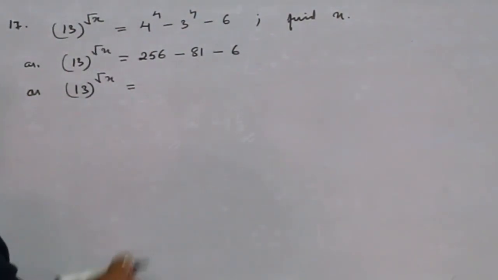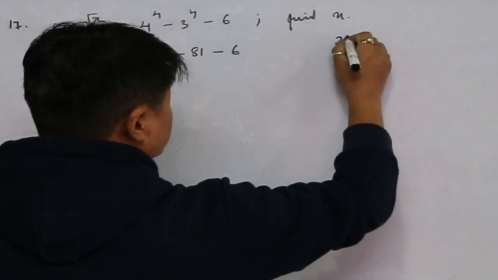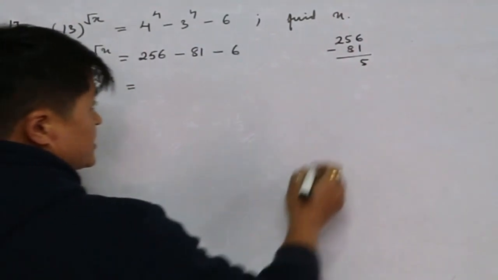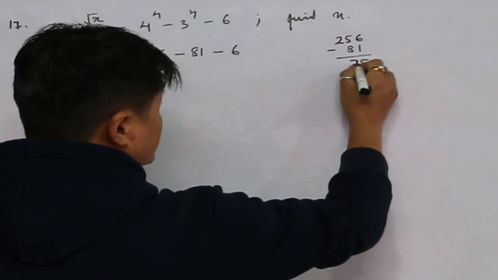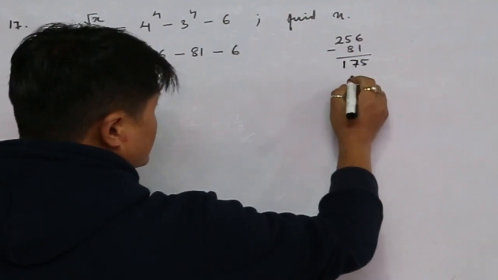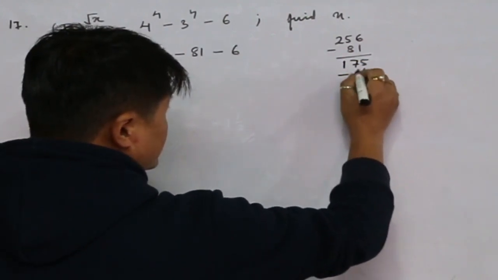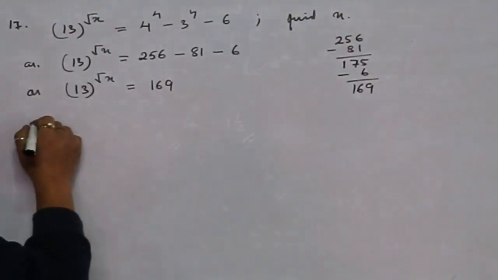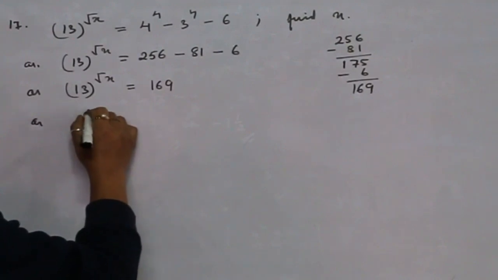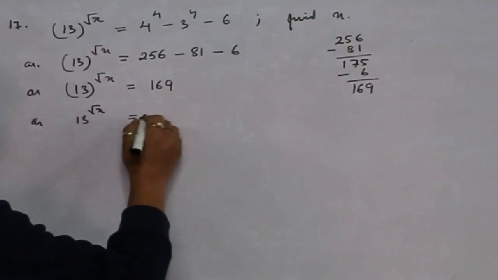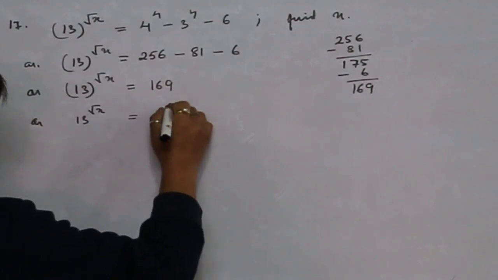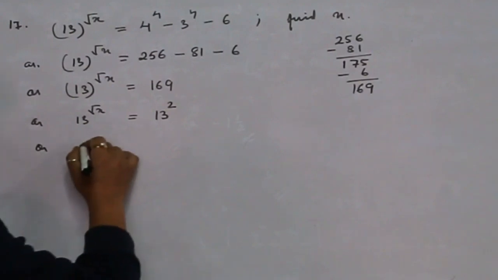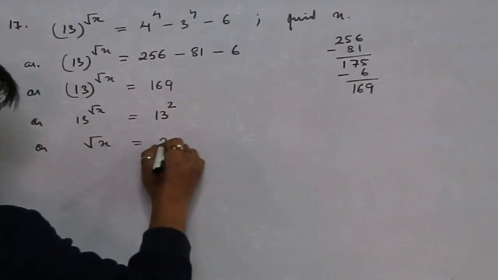We'll get 169, or else we can write it as 256 minus 81, 15 minus 8 is 7, and 1 minus 6 gives you 961. So this will be 169. Or 13 to the power x is equal to 169, which is 13 into 13, 13 square. When the bases are the same, the powers are equal, so root under x is equal to 2.